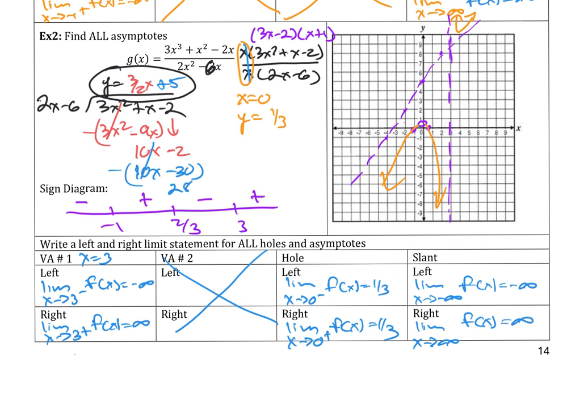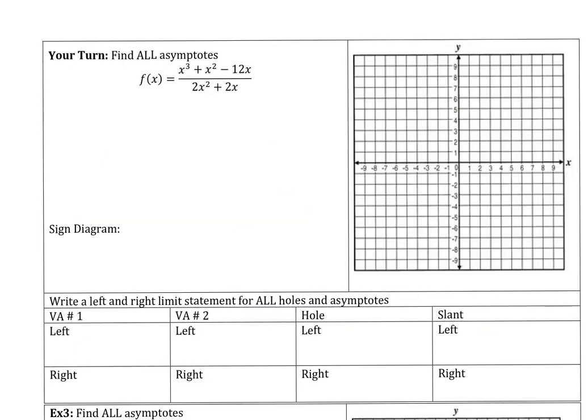All right, let's go ahead and give you a chance to try an example. Okay, so now it's your turn. Go ahead and try this example. I would suggest you first take out any greatest common factors, and then factor to see if anything cancels to give you a hole. And then from there, find your slant asymptote using long division, and then try to sketch your function with the rest of the information and fill out your limit notation. Go ahead and hit pause now, and then try this problem, and check back in.